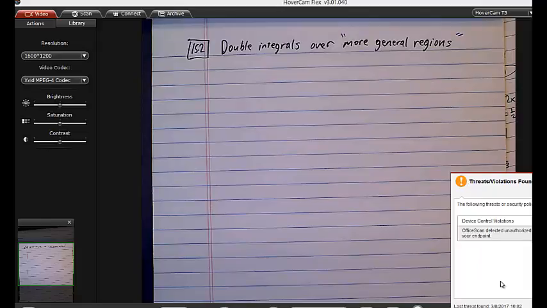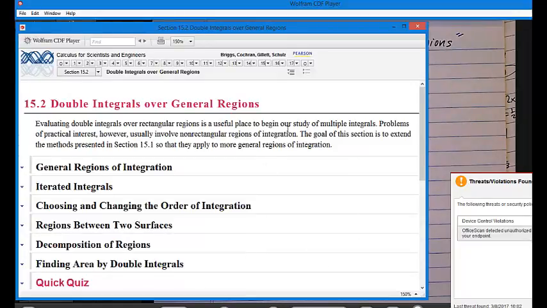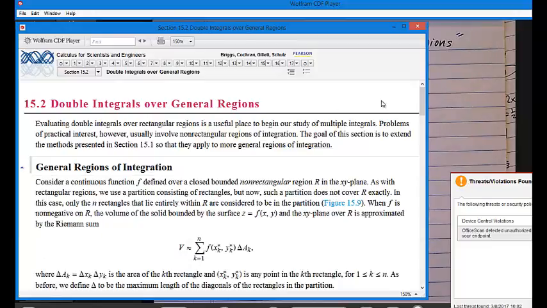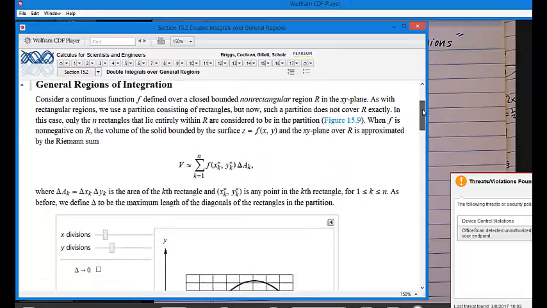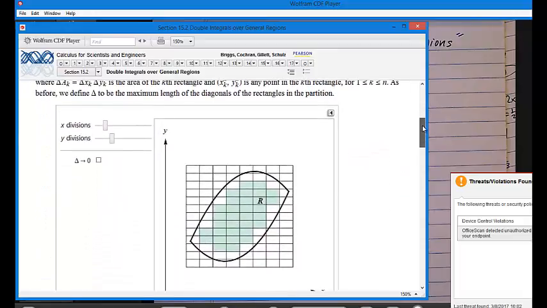Now I remember a week ago when I was giving you the preliminary overview, I gave you a picture that looks kind of like this one in your book that I want to direct you to. So let me go ahead and punch this up. General regions of integration. We talked about Riemann sums a lot last time. I gave you a picture kind of like this one. I don't think it was two-dimensional. I think it was three-dimensional.